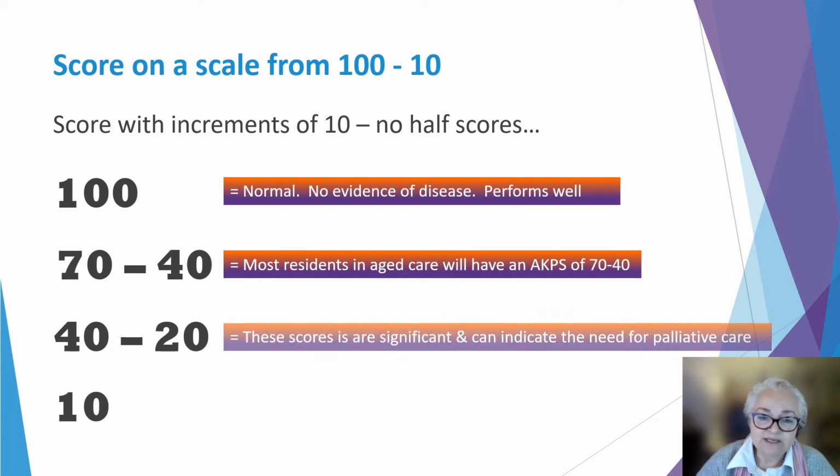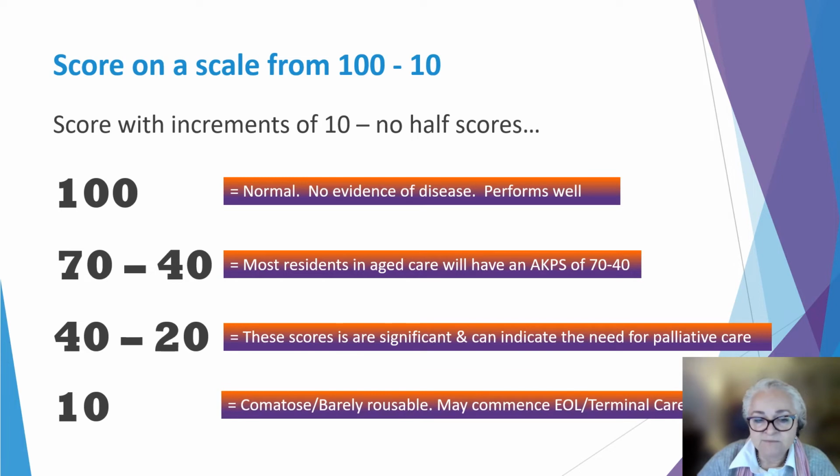The other thing that we need to be aware of is when someone reaches 40, that the scores are significant and can indicate a need for palliative care. This may be the time that you look at putting the person into the outcomes collection and increasing the palliative care monitoring for that resident. When a person reaches 10, they're considered to be comatose, barely rousable, and this would probably be a good time to consider starting a terminal care or end-of-life care pathway.